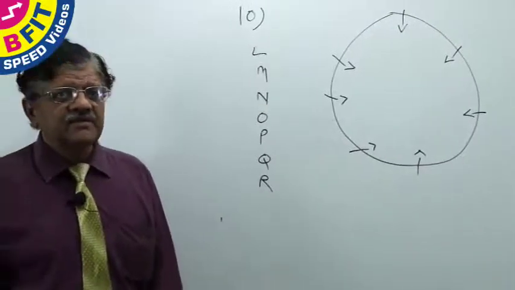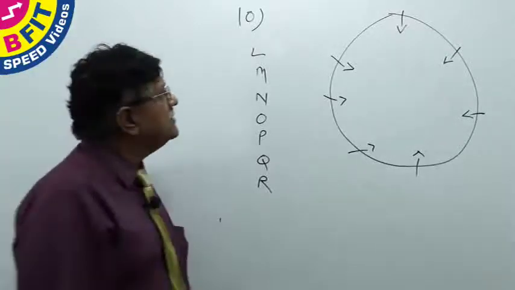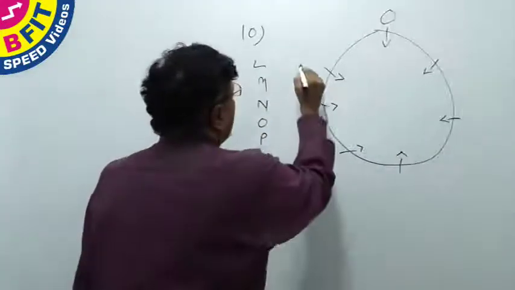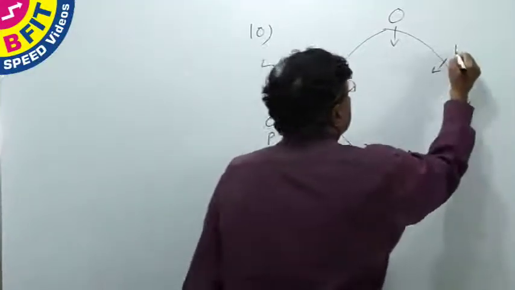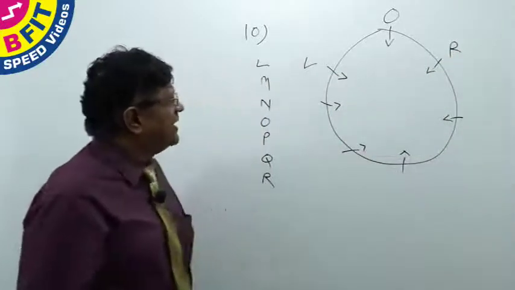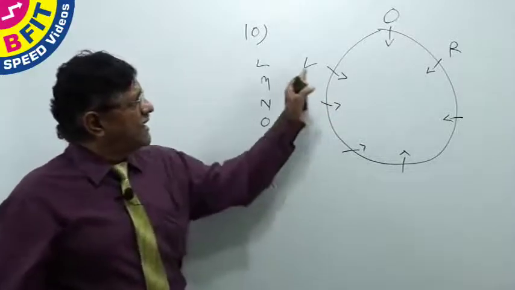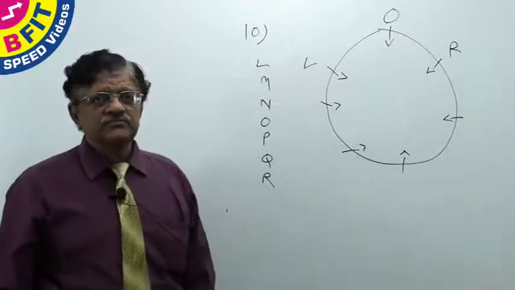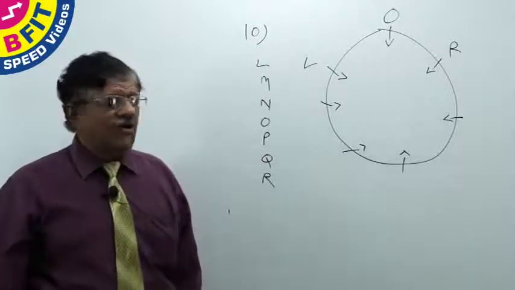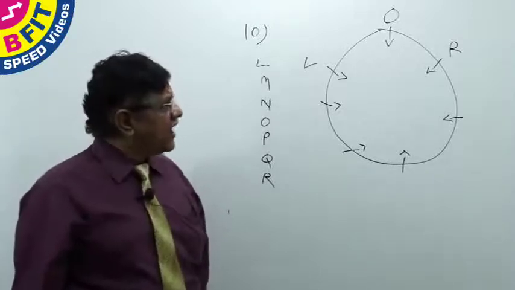The first clue given to us is O is sitting between L and R. Let us start from here. O is sitting between L and R. L may be here or L may be here. Let us start with L and R. Let L sit here and R sit here, but we know that they may interchange their position also. Then the second clue is Q is second to the right of R.